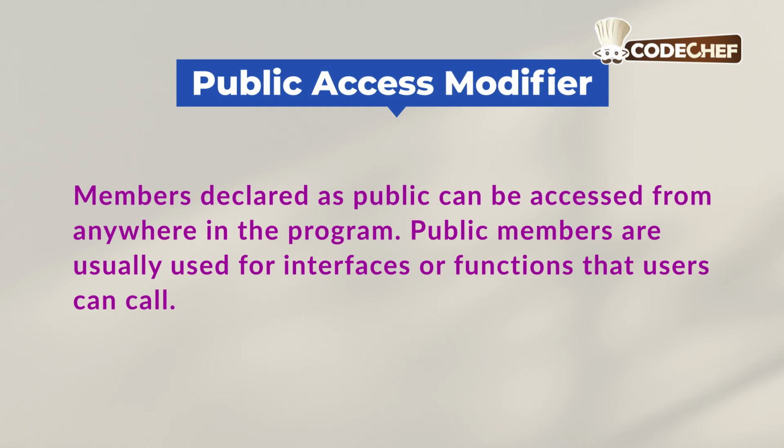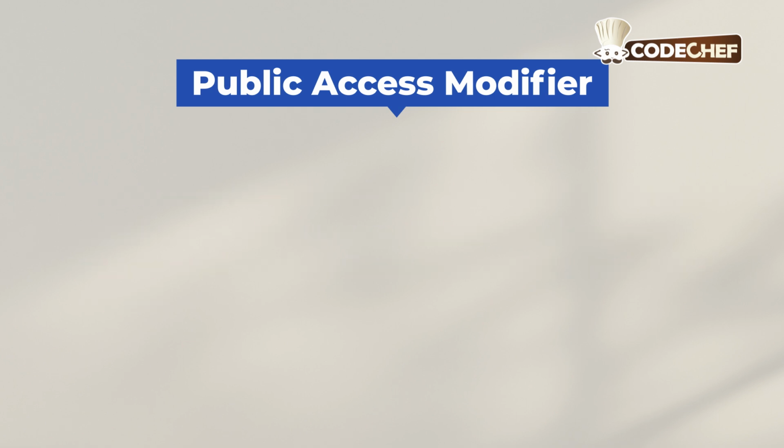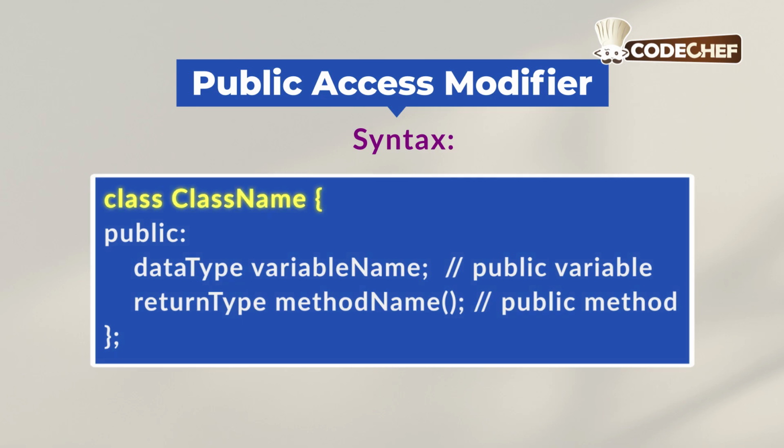Members declared as public can be accessed from anywhere in the program. Public members are usually used for interfaces or functions that users can call. Its syntax is class, class name. So here class is a keyword, so it will be written as it is, and class name is something that is user defined. Then curly brace begin for the class code, public colon. Because we are talking about public access modifier here, in the syntax we will write public colon.